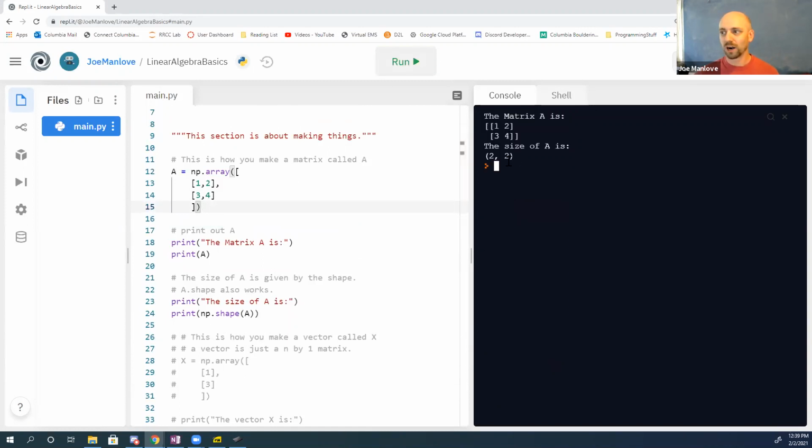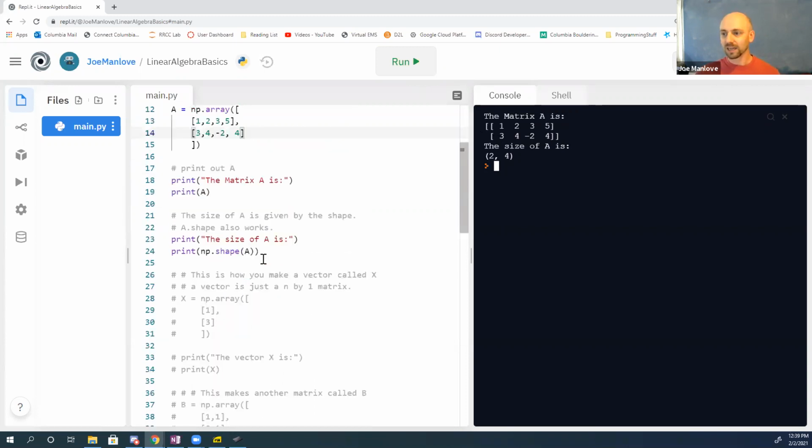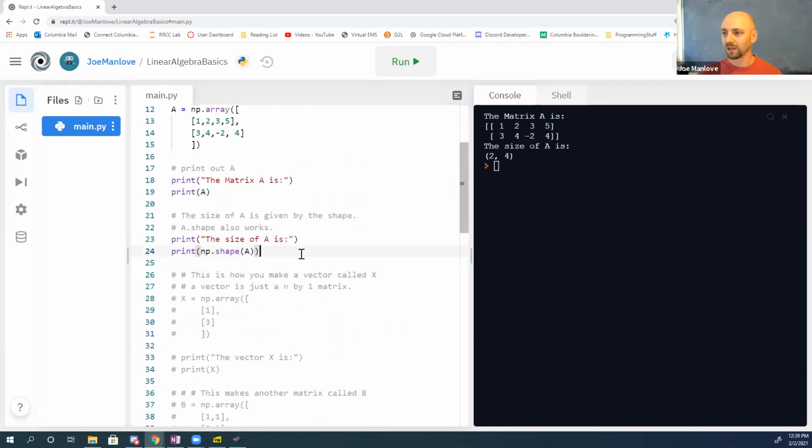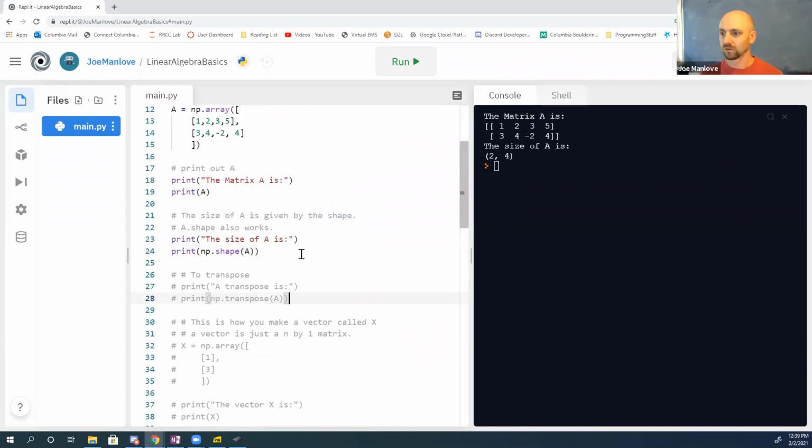Right now this thing's square and it's 2 by 2, right? So I'm just going to make this a little bigger. Okay, so now this is going to be a 2 by 4 matrix, right? And I have some things that I can do. One of the things I can do is I know there's a way to calculate the transpose here. So I'm just going to go grab that and bring it up here. Okay, so there's A transpose.